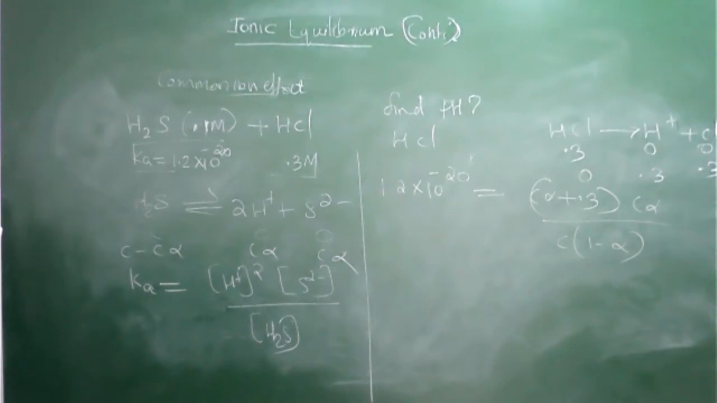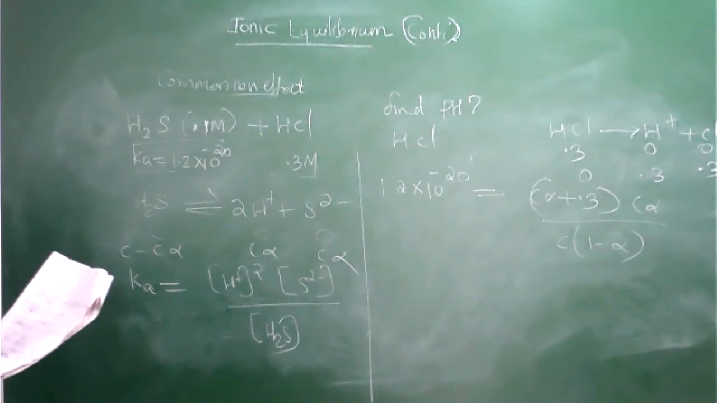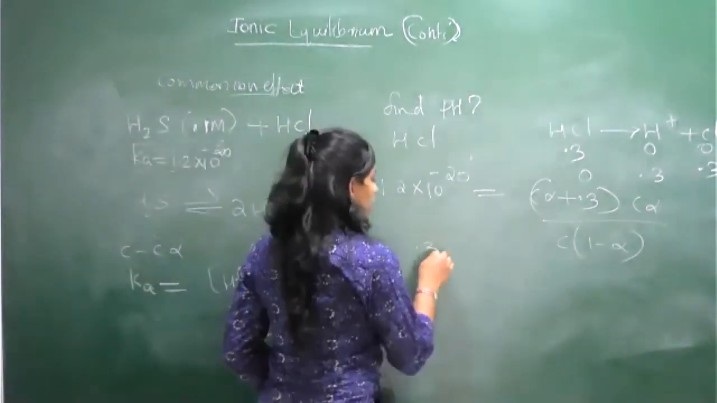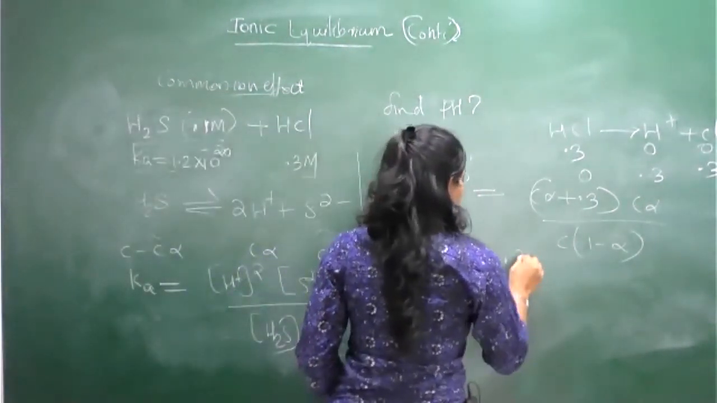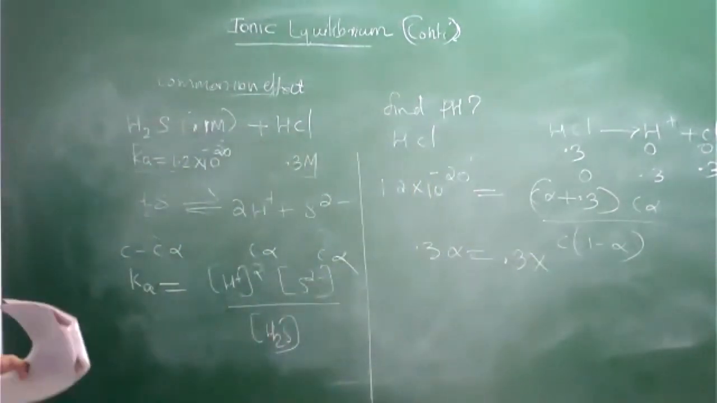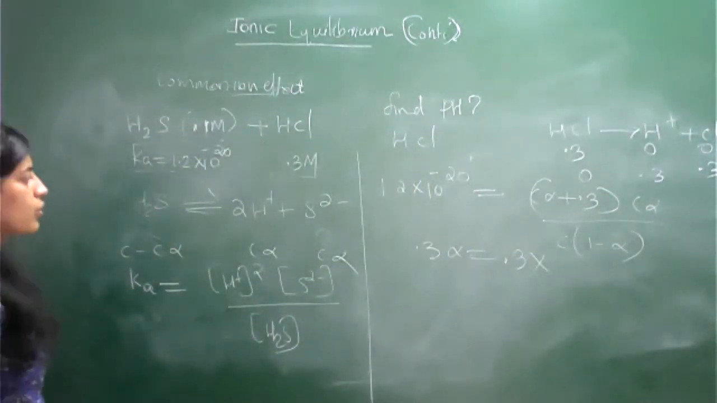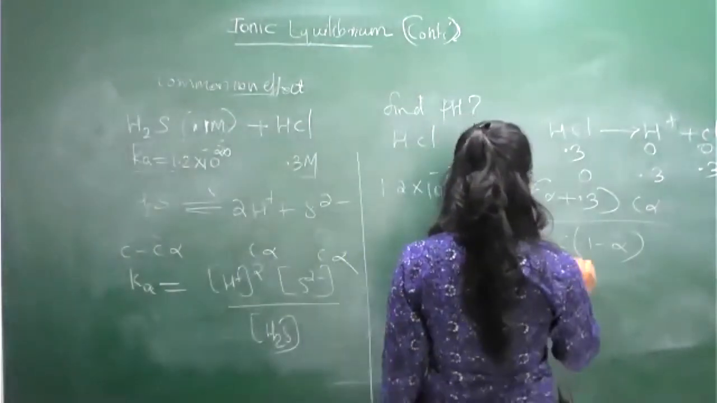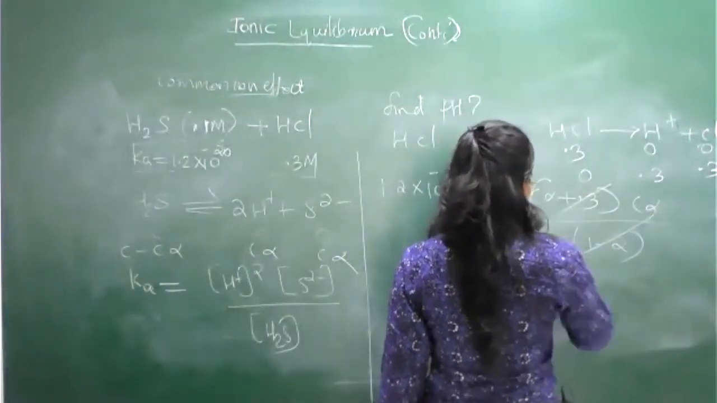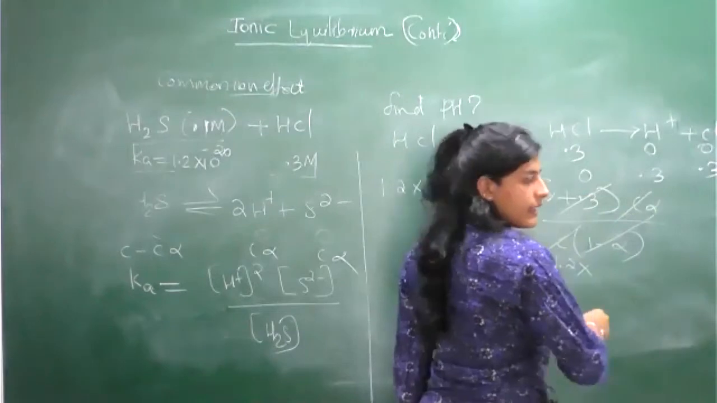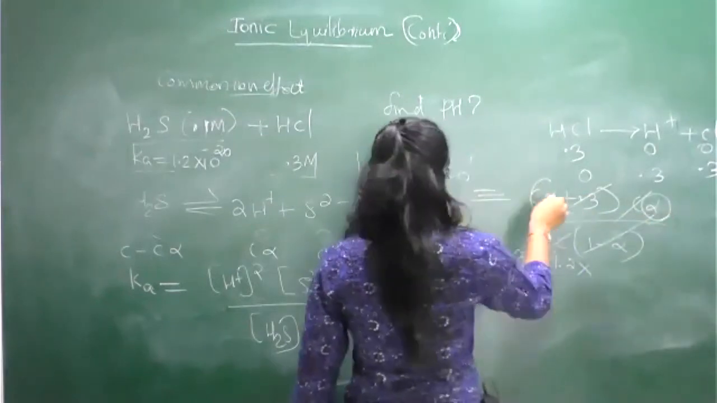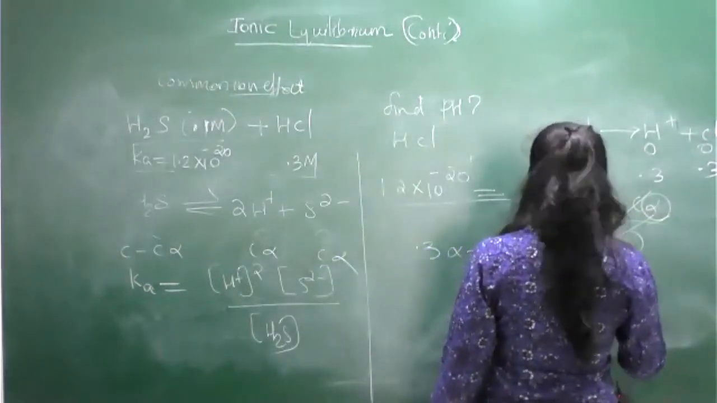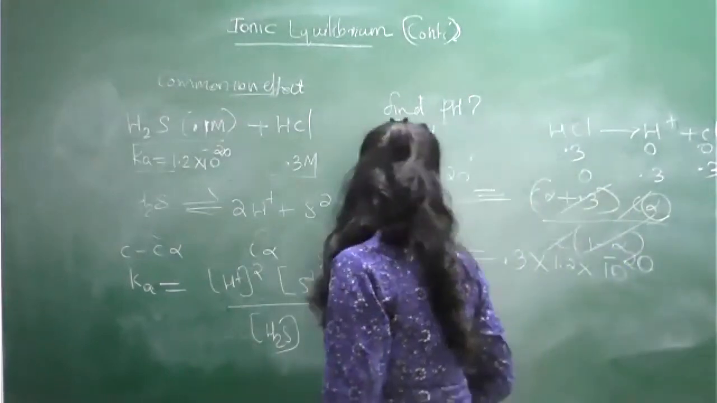Okay, so here what do you want to do, students? You can neglect. So what you will get? 0.3 alpha. So 0.3 into alpha term you will get 1.2. 1.2 into, after that neglecting everything, this is neglected. So alpha is equal to this one. So 1.2 into 10 to the power minus 24.